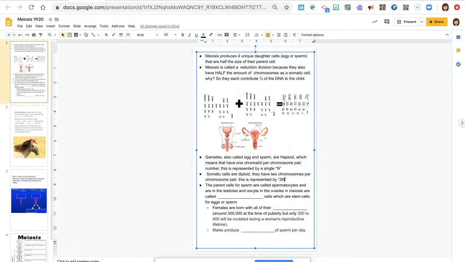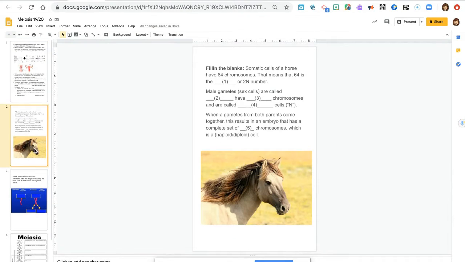Let's see. Let's go to this slide next. I want to see if you understand that. Let's look at this horse. Let's look at the blanks that I would like you to fill in.